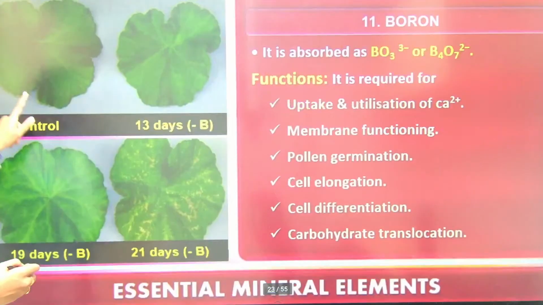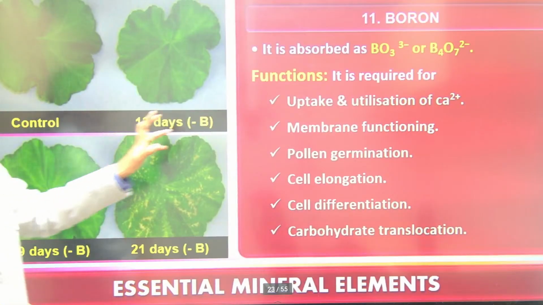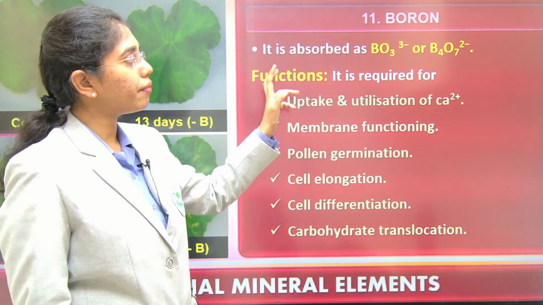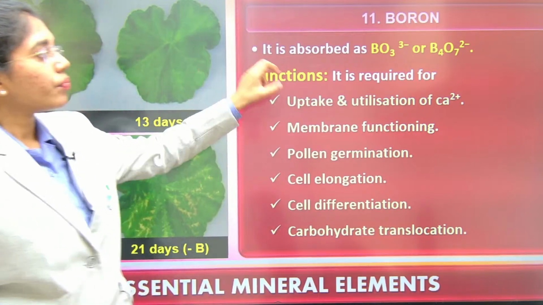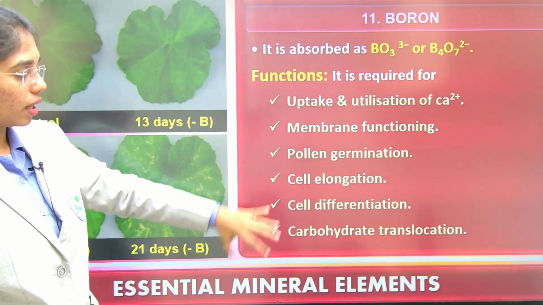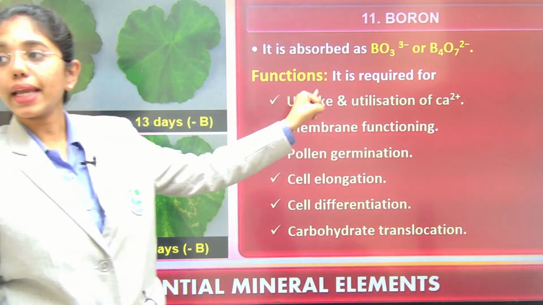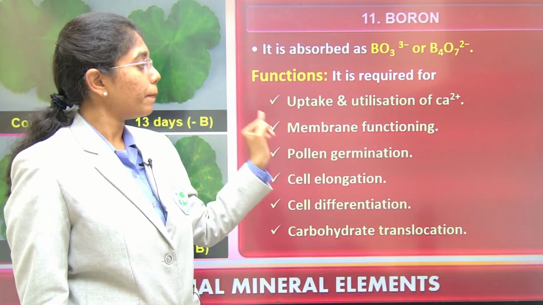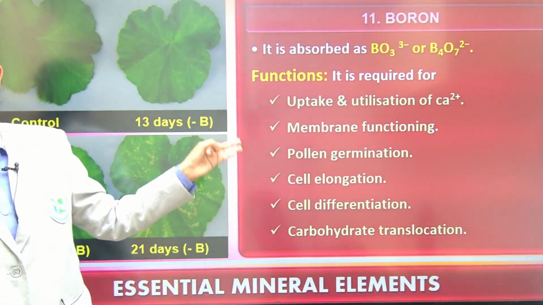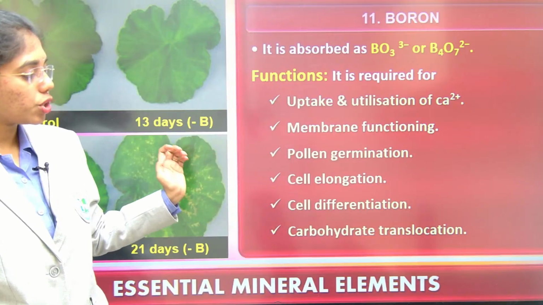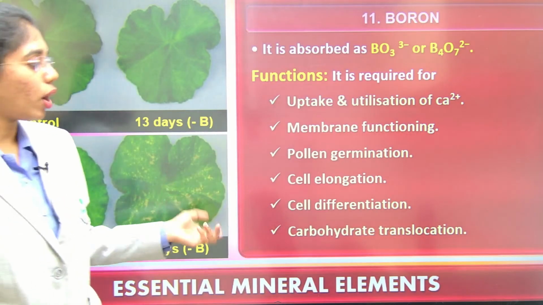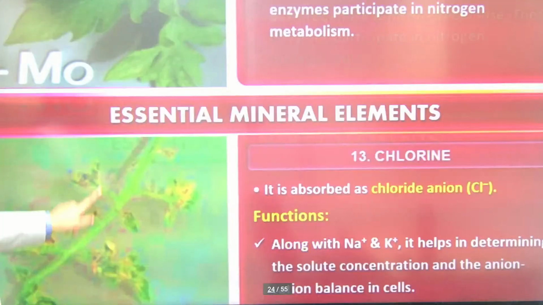11th is boron. Boron is absorbed in the form of boric acid. What functions is it required for? Uptake and utilization of calcium, membrane functioning, pollen germination, cell elongation, cell differentiation and carbohydrate translocation. These are the major functions.